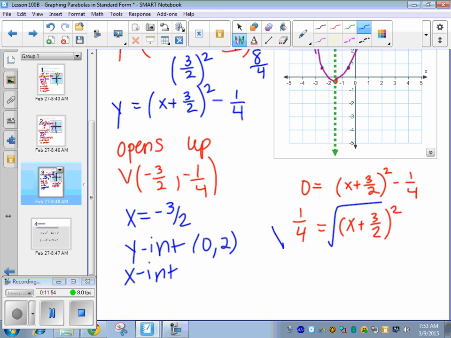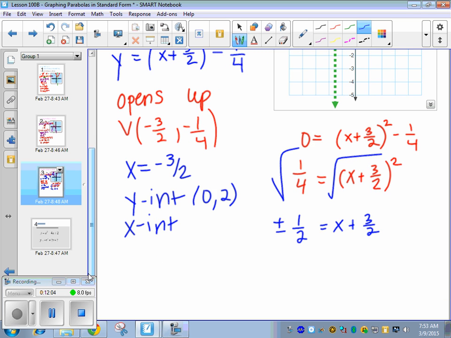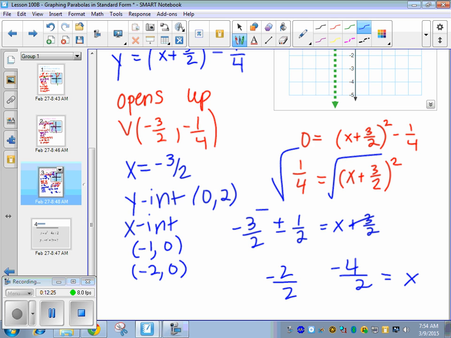We're going to square root it. Can we take the square root of 1/4? Yes. It's plus and minus 1/2. And then we're going to subtract 3/2. So we actually get a nice number, okay? -3 plus 1 is -2 over 2. And the other one is -3 minus 1, so that's -4 over 2. So our x-intercepts are going to be -1, 0, and -2, 0.